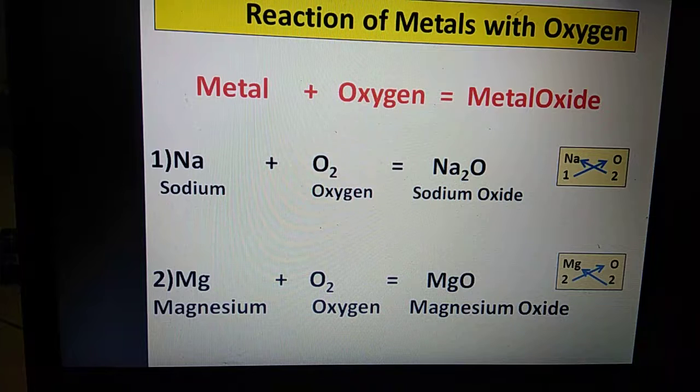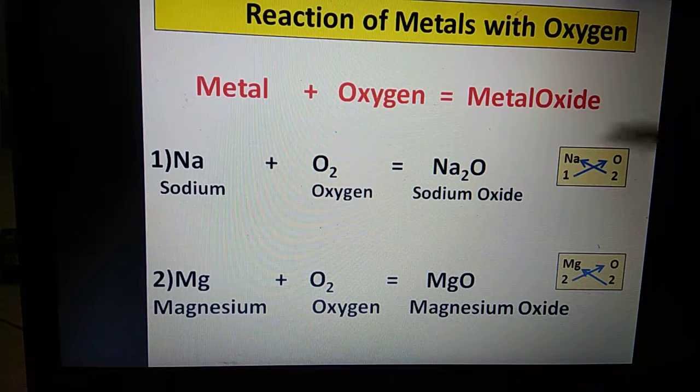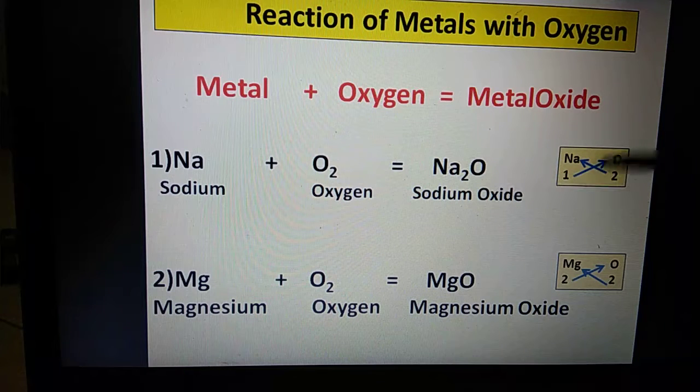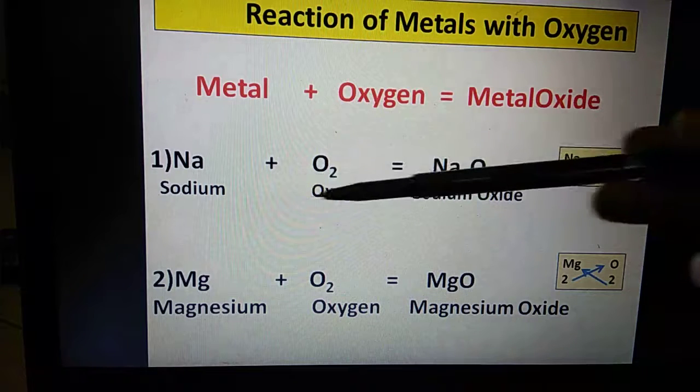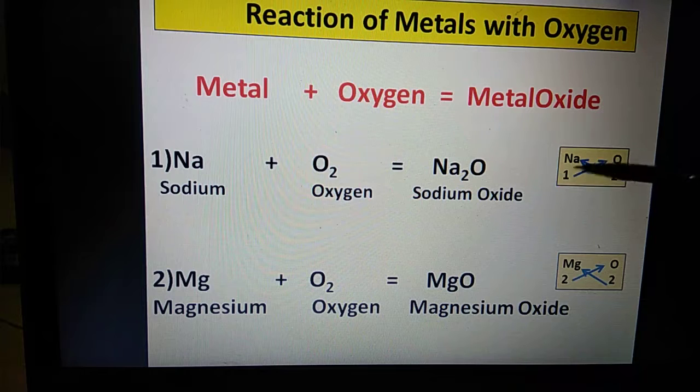Now children, first we'll learn the basic thing. So first, metal reacts with oxygen to form metal oxide. How did I get this formula, the formula of sodium oxide? Na and O, they will combine, of course. Only one compound is formed. So sodium oxide, so sodium and oxygen. Sodium's symbol is Na.